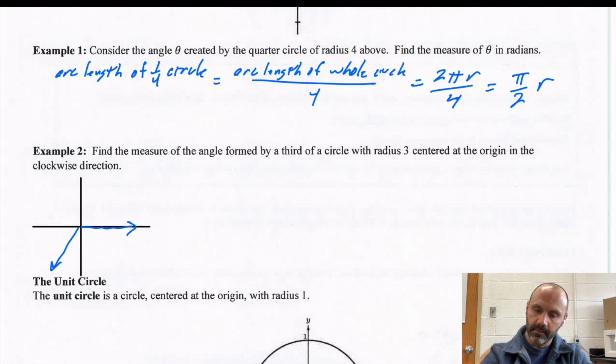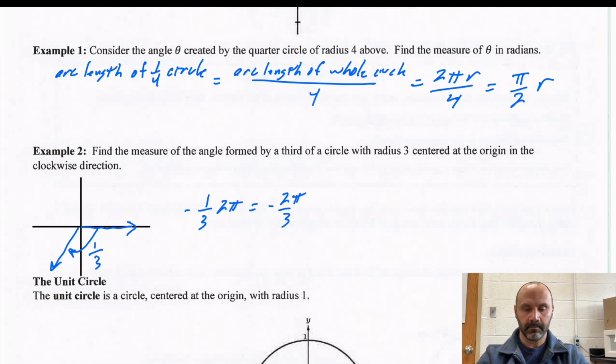So I'm only going 1/3 of the way around the circle. So it's only 1/3 of 2 pi. Right? And this is negative, by the way, because I'm going clockwise. And so this ends up being negative 2 pi over 3. Okay, so that's it. It's 1/3 of the full circle. The full circle is 2 pi. What would this angle be in degrees? If we're going 1/3 of the way around, 360 divided by 3 is 120. And so this is negative 120 degrees, if you want to think about it that way.